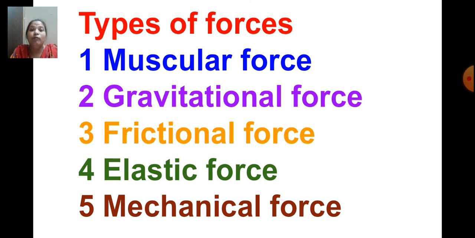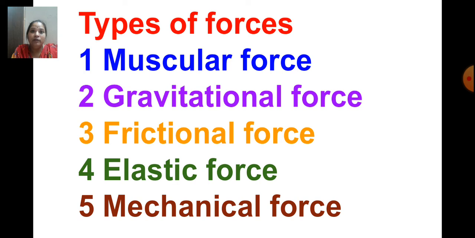Muscular force: when force is applied by your muscles, the muscles of your hand or leg, that is called muscular force. For example, we require muscular force for opening or closing a door, or to pedal a bicycle. Now, gravitational force. Gravitation means attraction. Every single object in the universe attracts objects which are closer to it, right? And when this force of attraction is exerted by Earth, we call it the gravitational pull of Earth.